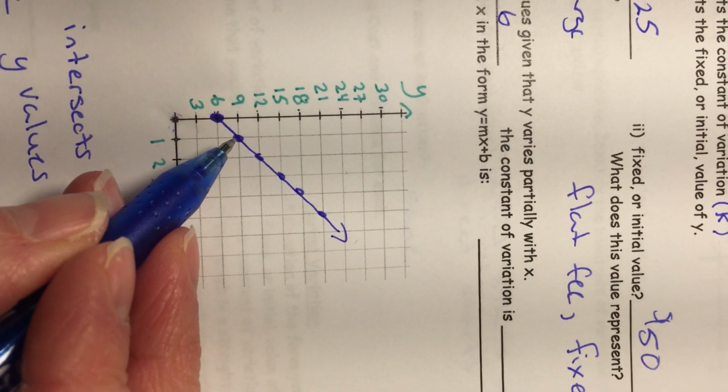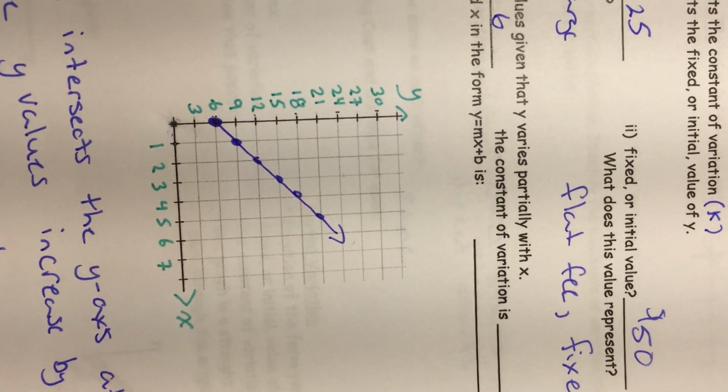Okay, every time I go up 1, I go up 3. Over 1, up 3. And that's what's happening here.